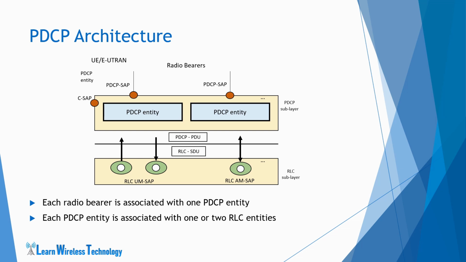There is no association of a PDCP entity with transparent RLC mode, hence no PDCP data goes through this mode. As we know, unacknowledged RLC mode has two entities, one for the transmitting side and one for the receiving side. So in such a case, the PDCP entity is associated with both the RLC entities, that is one for each direction. The PDCP layer is configured by the upper layer, that is the RRC layer.